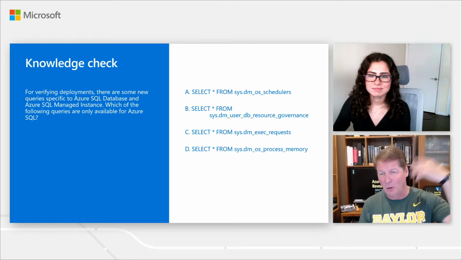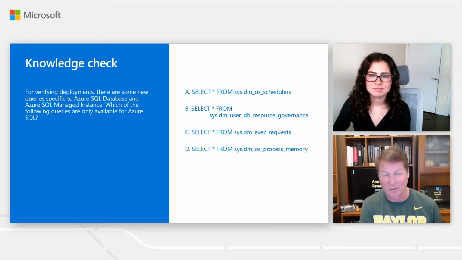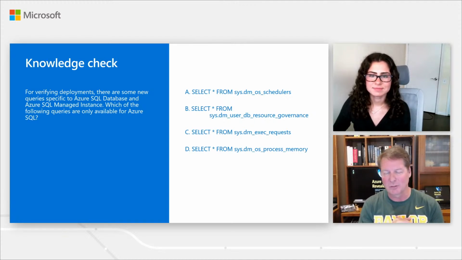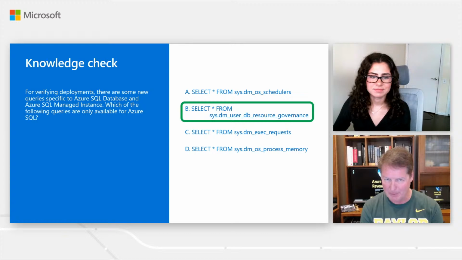And then I even mentioned to you that OS schedulers, which I use in SQL Server all the time, is available there. So the only thing that could be possible is this new one, DM user DB resource governance. That was written specifically for cloud deployments of SQL. So B would have to be the answer.